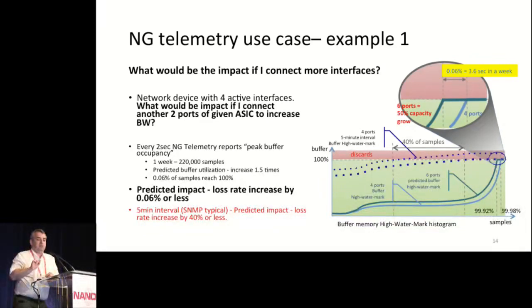So with SNMP, the same graph will be like shown by the dots. It's very flat, very close to the 100% line. If I move it up by 1.5 times, then most of them may cross the line and say, hey, it's another 40% losses, 40% of the time my buffer is full. That's not what I want. Same network, same traffic. If your data are not accurate, not granular enough, you cannot do the proper prediction.